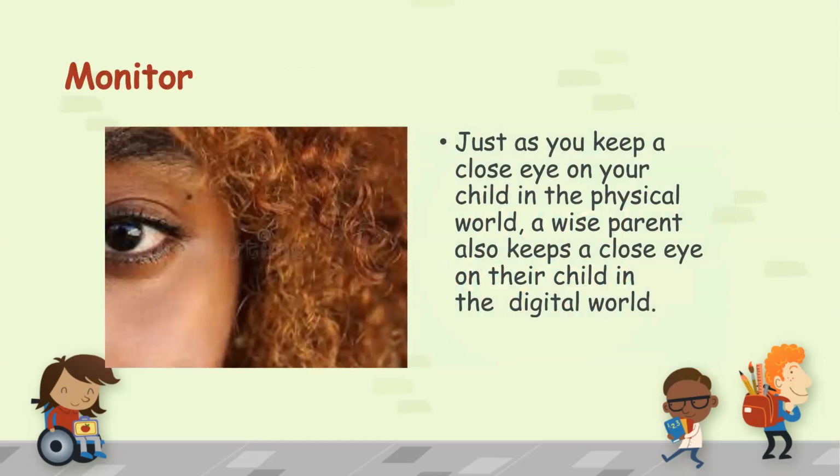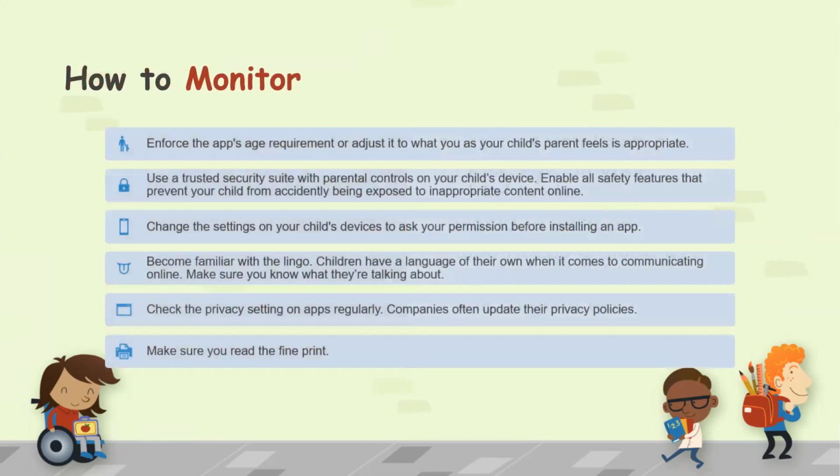Just as you keep a close eye on your child in the physical world, a wise parent also keeps a close eye on their child in the digital world. How to monitor: enforce the app's age requirement or adjust it to what you as your child's parent feel is appropriate. Use a trusted security sweep with parental controls on your child's device. Enable all safety features that prevent your child from accidentally being exposed to inappropriate content online. Change the settings on your child's device to ask your permission before installing an app.